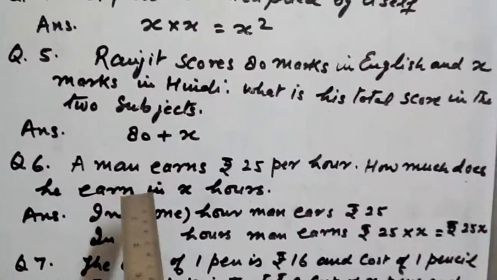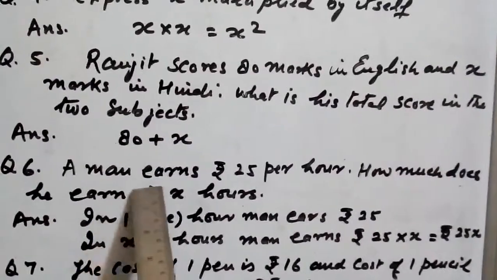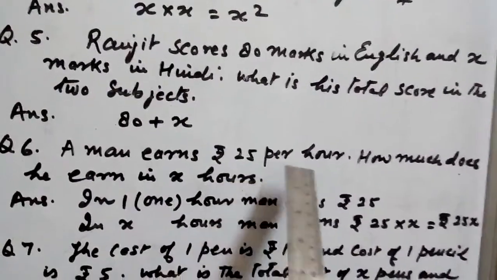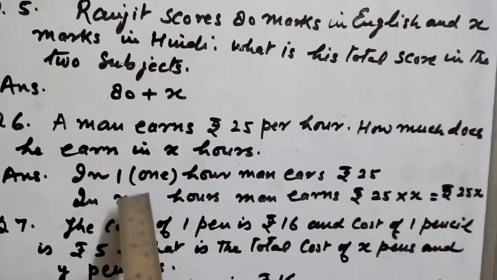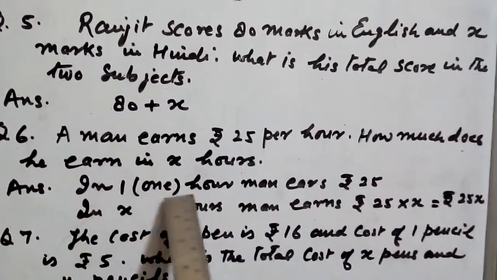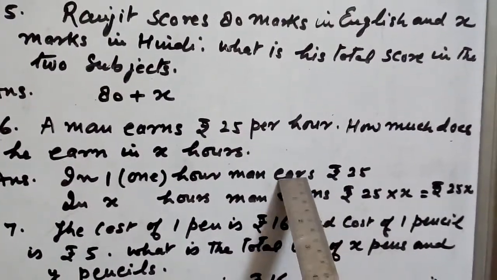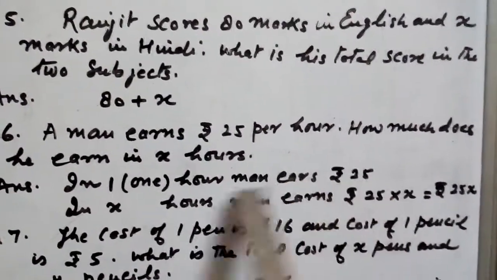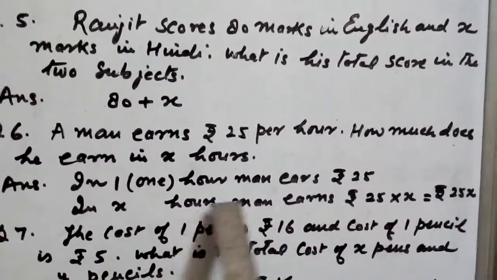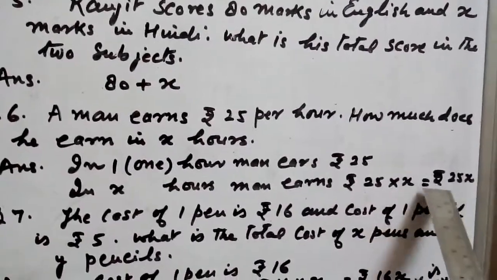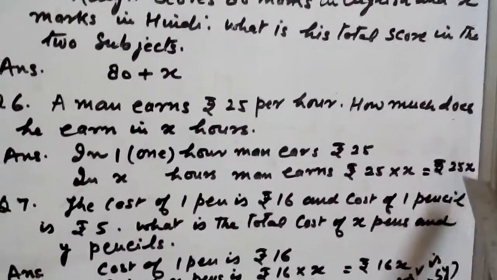Now question 6 comes before you, which is this: a man earns rupees 25 per hour. How much does he earn in x hours? Children, this is simply the unitary method. So how do we do it? In 1 hour, the man earns rupees 25. In x hours, the man earns rupees 25 multiplied by x, which becomes rupees 25x.